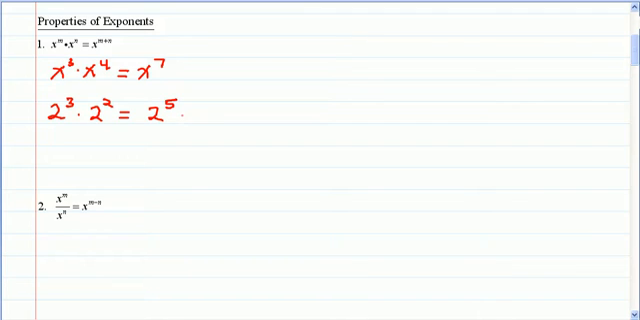In this second example, since the base is an actual number, we could figure out what 2 to the fifth is by multiplying 2 times itself 5 times. And we have 4 times 2, and 4 times 8 is equal to 32.